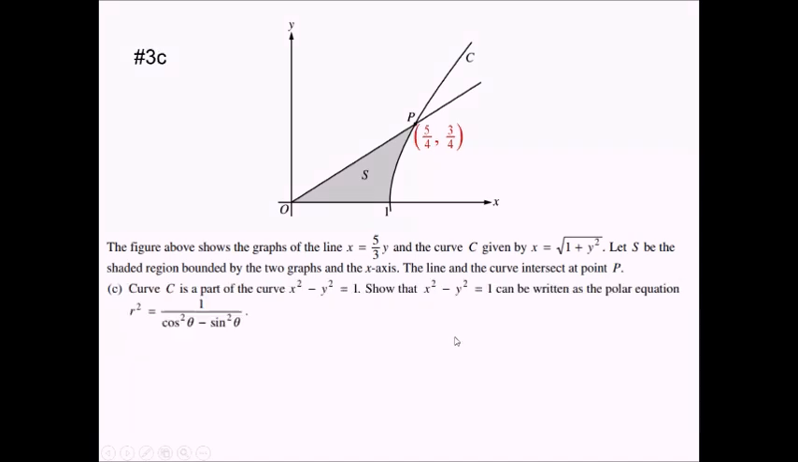There we are. On this part of the problem, they're telling us curve C is part of the curve x squared minus y squared equals 1, which is a hyperbola you might recognize that as. You could get that just by squaring both sides of the equation and subtracting the y squared, so that's kind of nice. We want to show that this equation can be written as the polar equation r squared equals all this craziness. Okay, well, the key on this is recognizing that x, in terms of r, x is really r cosine of theta, and y is really r sine of theta.